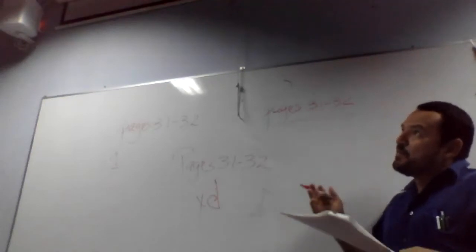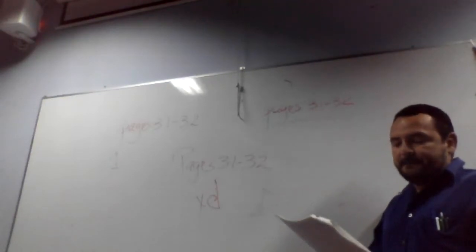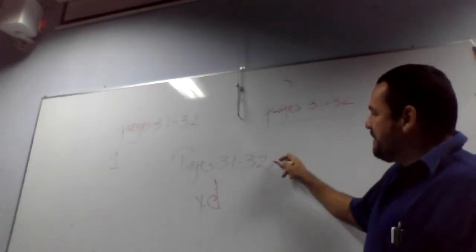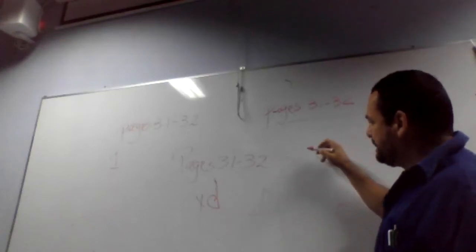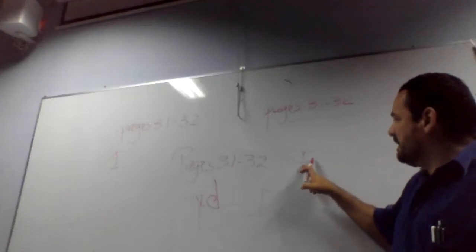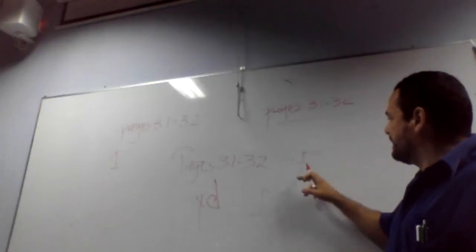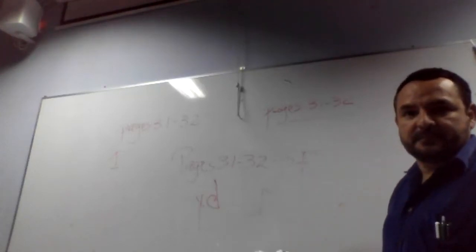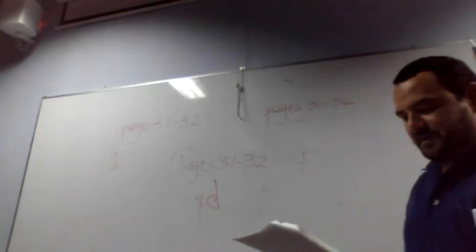Esto vamos a tener que ver cómo lo arreglamos. Okay. Page 32. So we be number 7. Not an F, number 7. Okay. Yeah, you can see it.